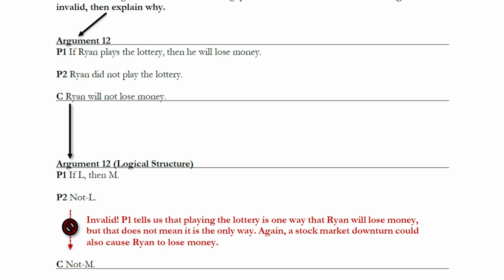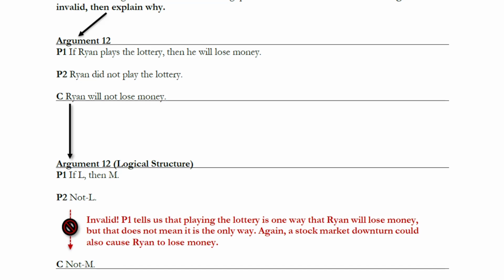Argument 12 reads, Premise 1, if Ryan plays the lottery, then he will lose money. Premise 2, Ryan did not play the lottery. Conclusion, Ryan will not lose money. This is an invalid argument. Again, the first premise tells us that Ryan playing the lottery will have the consequence of him losing money.